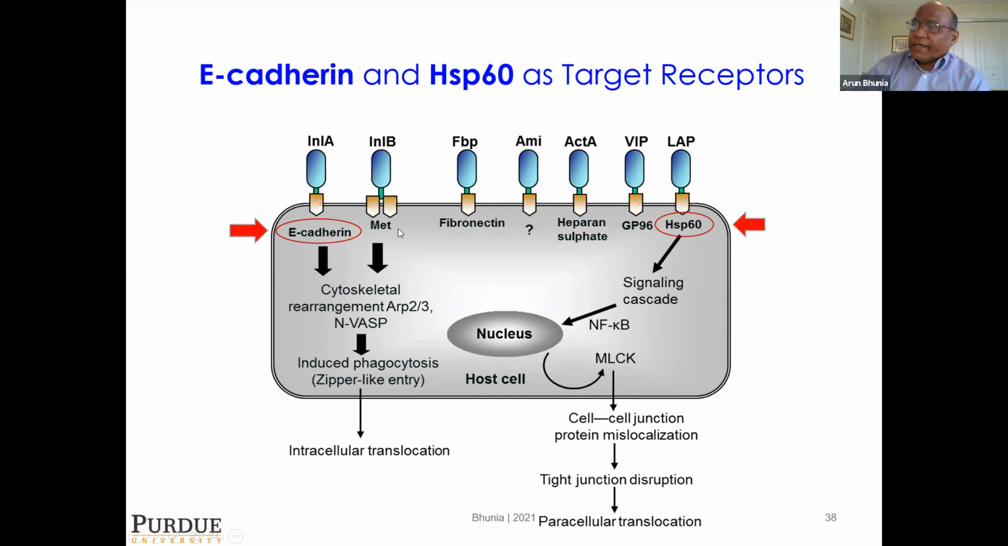So in order to target those two receptors, that means we have to clone Internalin A in Lactobacillus and also LAP. So this is how we started. Let's start with LAP first. So we cloned the LAP protein in Lactobacillus and see if that interacts with Hsp60 and can prevent Listeria infection.